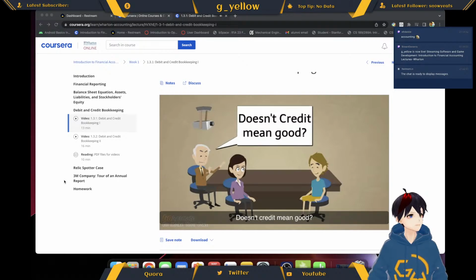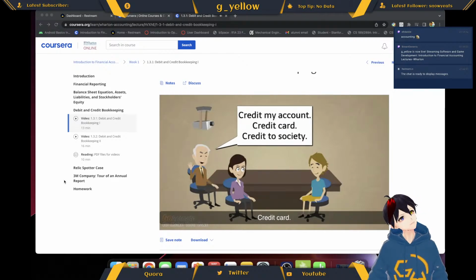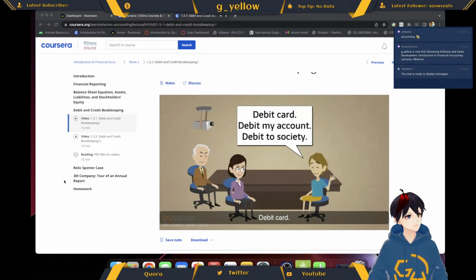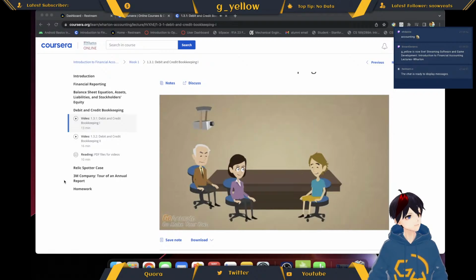Doesn't credit mean good? Credit my account. Credit card. Credit to society. All sounds good to me. And doesn't debit mean bad? Debit card. Debit my account. Debit to society. I hate the word debit.